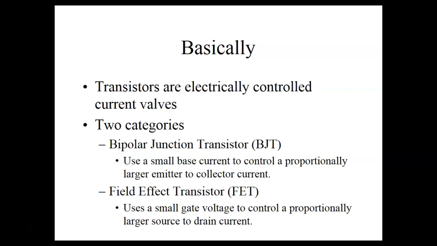Then we have field effect transistors, or FETs. These use a small voltage applied to the gate to control a proportionally larger current between the 2 leads called drain and source. But this will be in the next chapter, FET. So these are the 2 types of transistors we have. We have the bipolar junction transistor, which uses a current to control a larger current, and the FETs, which use a voltage to control a proportionally larger current.